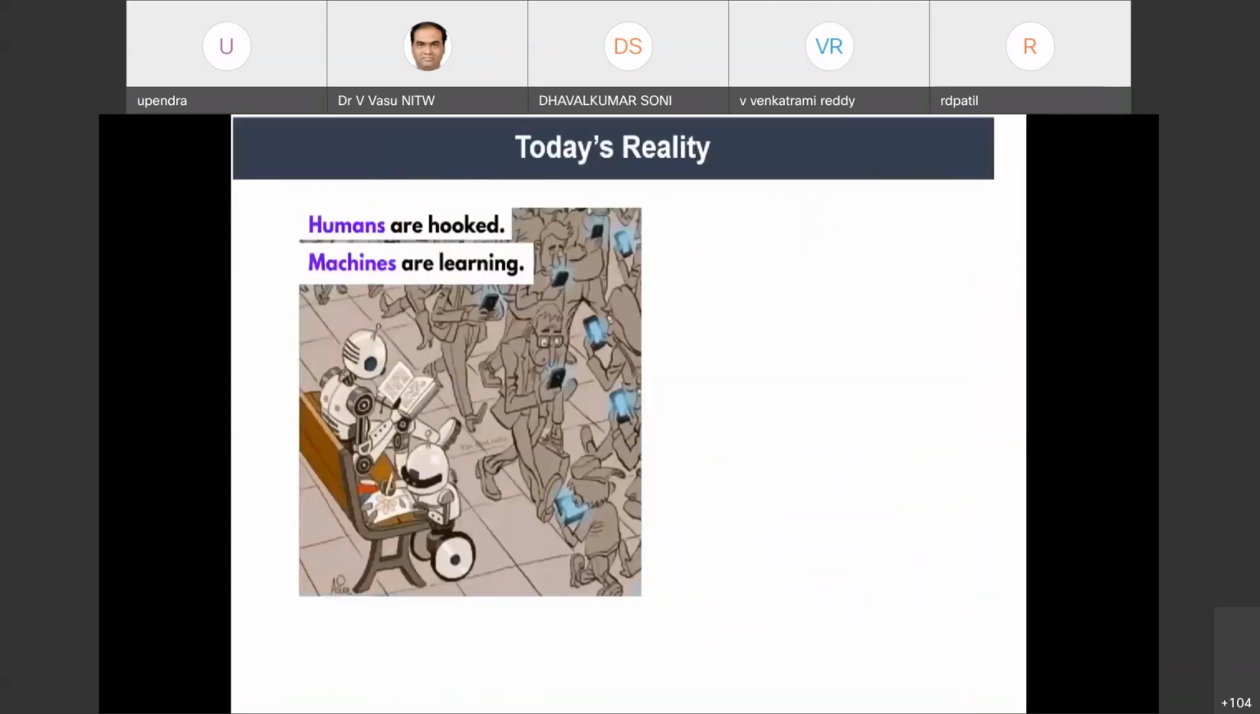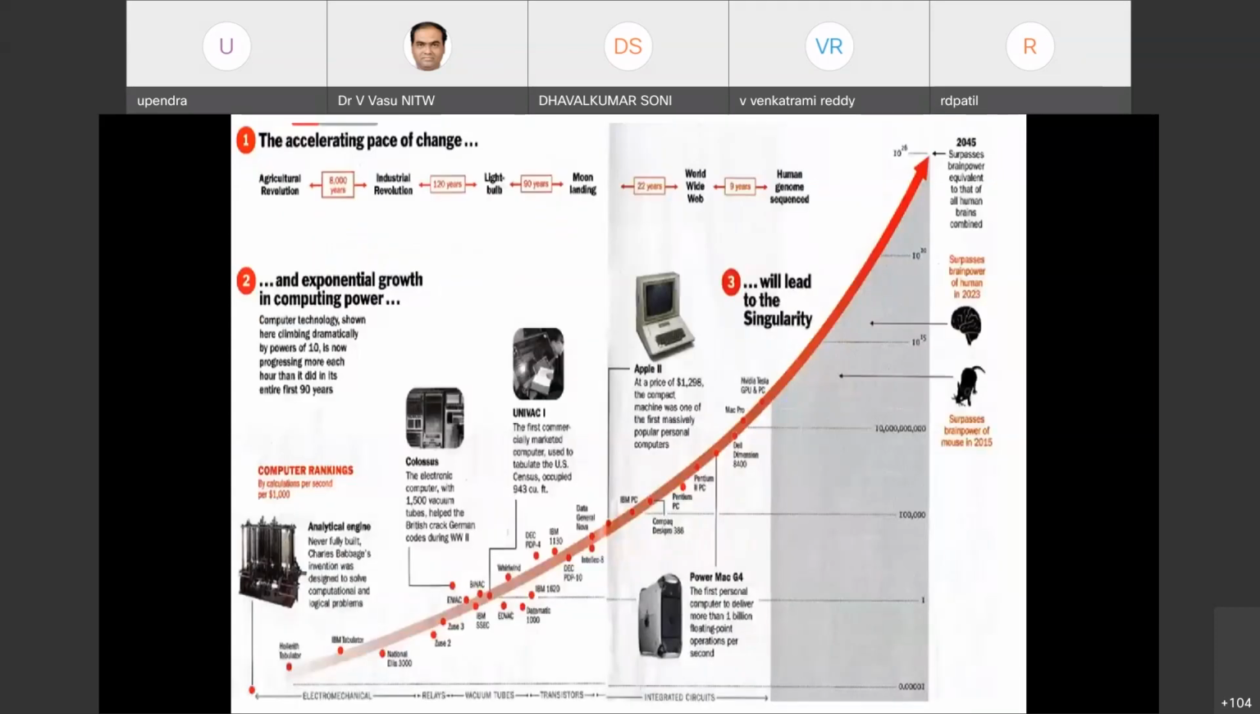Okay, now I will conclude my lecture. Now the humans are hooked and machines are learning. This is today's reality. If you see this graph, the present computers, or the thinking of the computers, is at the level of the brain of a rat. Whatever a rat can think. Now, reaching 2023, computers are reaching exactly the brain of a human, or they may go beyond that. That is called the singularity, which people are predicting.